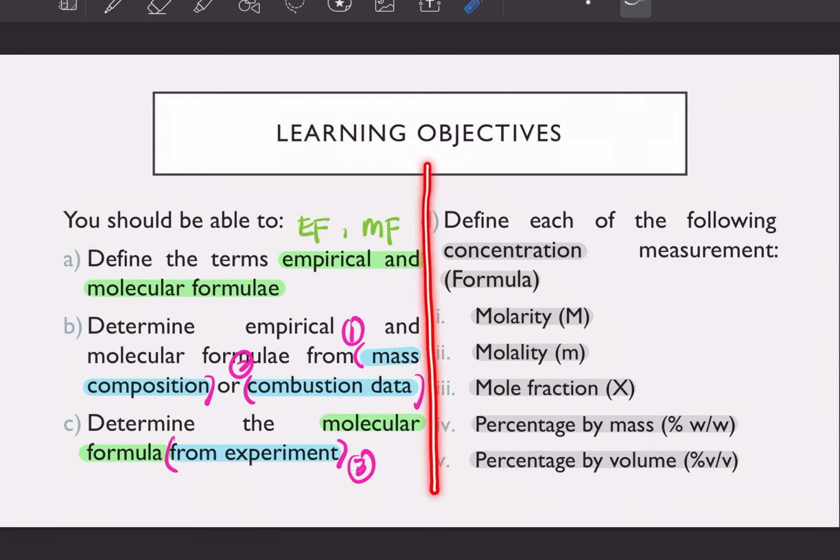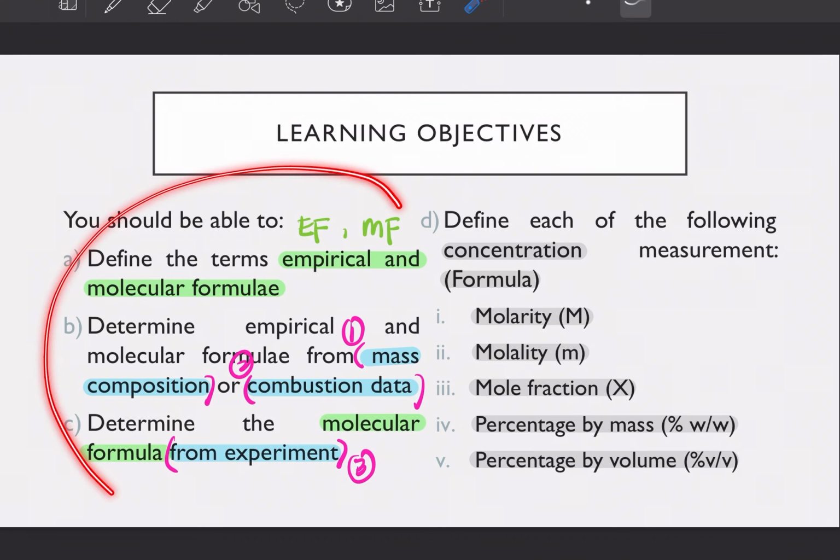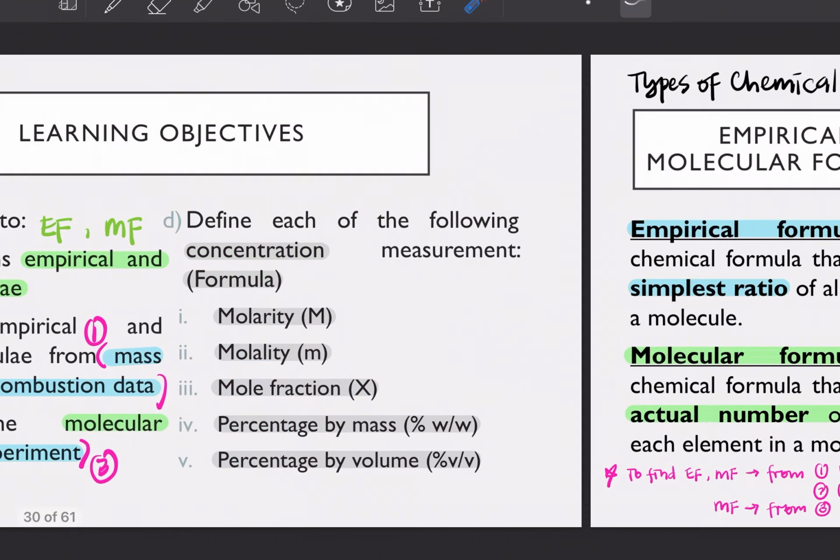The second part of 1.2 is we will learn the different ways to measure concentration. Different ways means that it will use different formulas. There are 5 ways to measure concentration: molarity, molality, mole fraction, percentage by mass, and percentage by volume. We're going to go through this part first in this video.